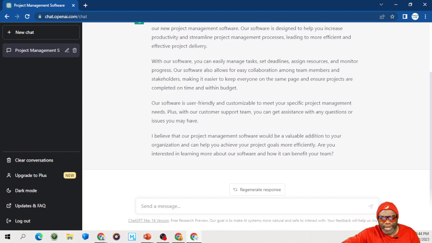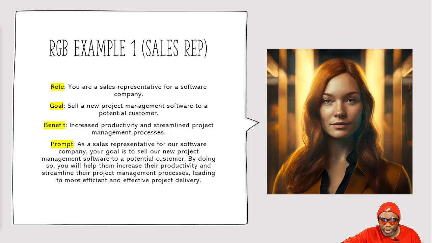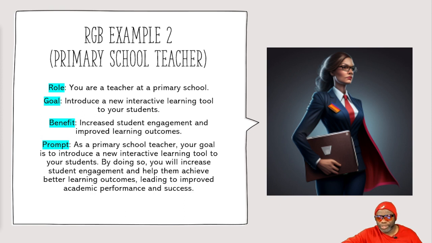The next example that I have for you is from the world of teaching. So, primary school teacher. You're a teacher at a primary school. Introduce a new interactive learning tool to your students. Increase student engagement and improved learning outcomes is what you're after. And then you've got to craft it with the role, goal, benefit language. As a primary school teacher, your goal is to introduce a new interactive learning tool to your students, and the benefit by doing so, you will increase student engagement.